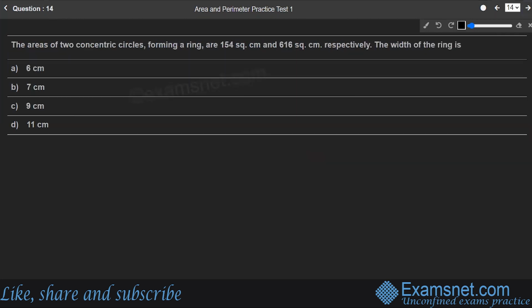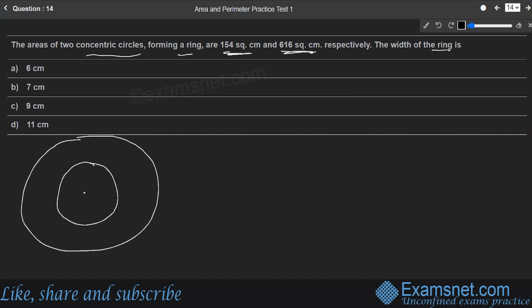Now, the areas of two concentric circles forming a ring are 154 square centimeter and 616 square centimeter respectively. Width of the ring is? So let us make the two concentric circles. Concentric circles are the circles which are created from the same center with different radii. So these are the two concentric circles formed.